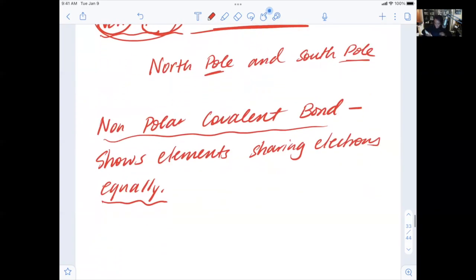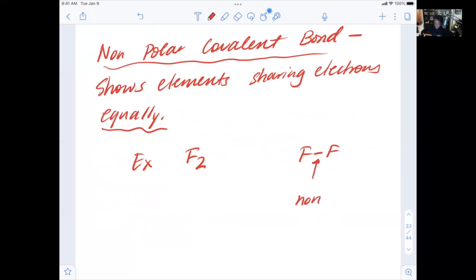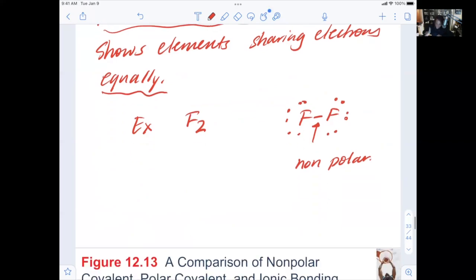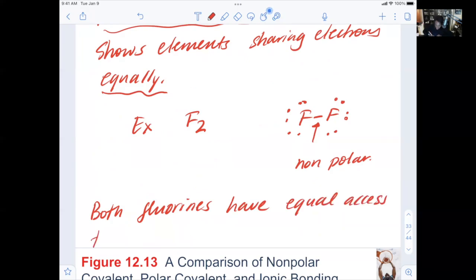Okay, so the example here will be like when two fluorines are forming a bond like we saw earlier, the bond formed here is nonpolar. Why? Because both fluorines have the same level of access to the shared electrons. Okay, so I'm going to try to paraphrase that here. Both fluorines have equal access to shared electrons.